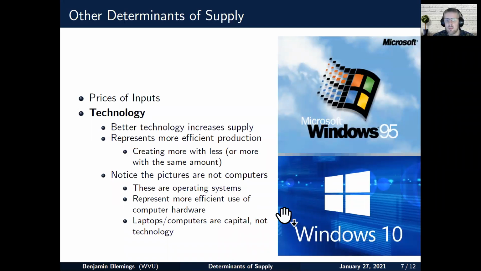For homework, notice it's very important to make the distinction that these are not computers, these are operating systems that computers use to combine the inputs. A computer's capital is its monitor, its keyboard, its RAM, its processors, etc. And these operating systems combine those inputs to produce an output.